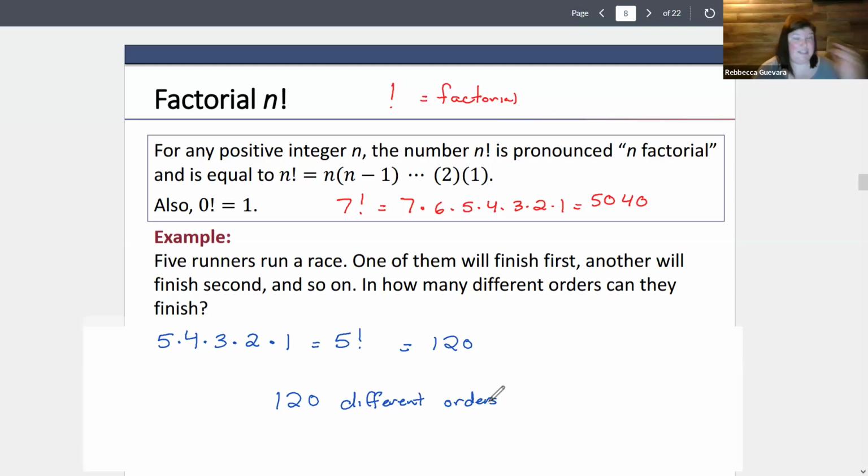And just in case it does come up at some point, it's a rule that we impose that if we have 0 factorial, we say it equals 1.